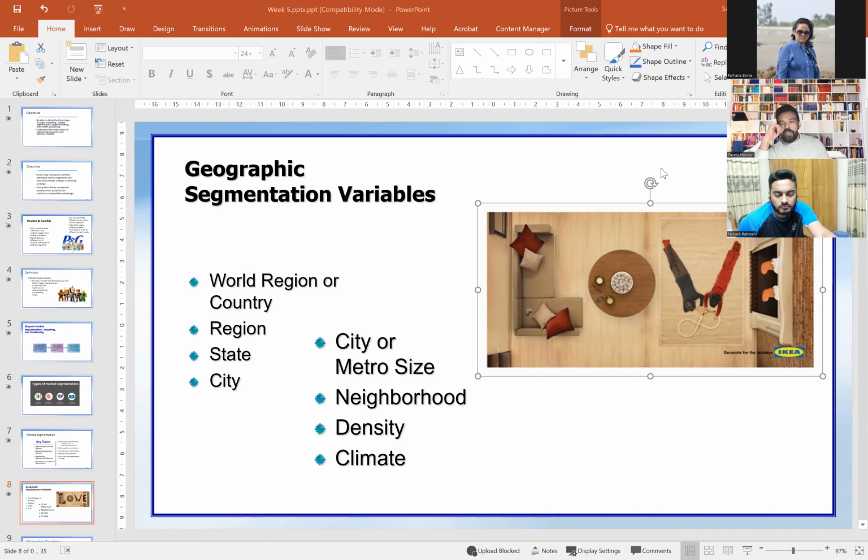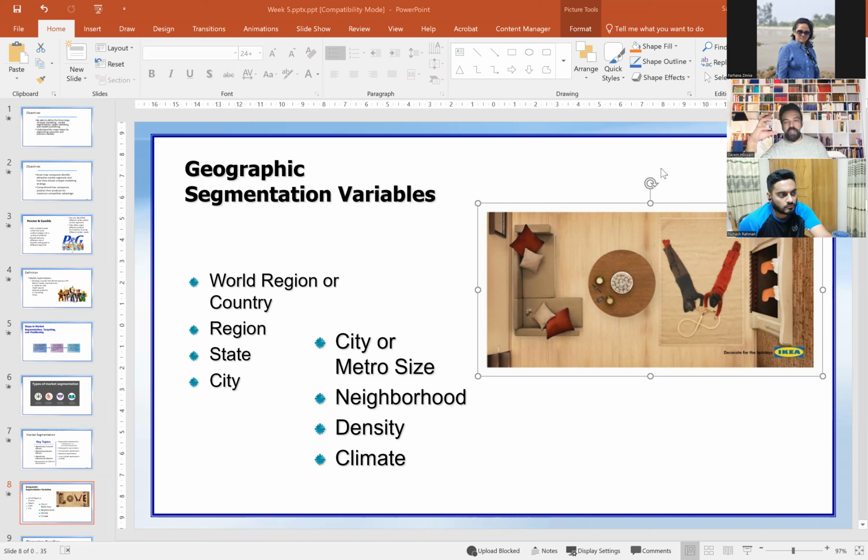So as I was saying, IKEA predominantly advertises within the European market because in Europe, the houses and the climate are suitable for IKEA products. They would not advertise IKEA products in the subcontinent market because the nature of the market and the climate is different. It's very hot and humid.